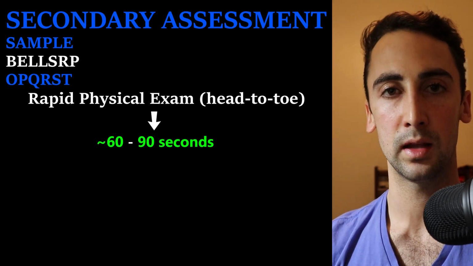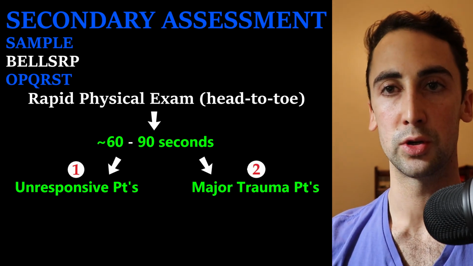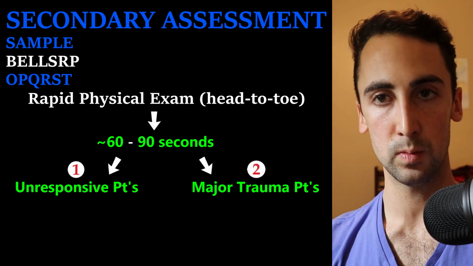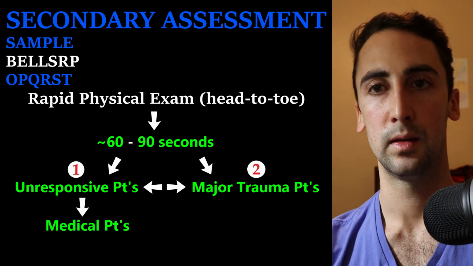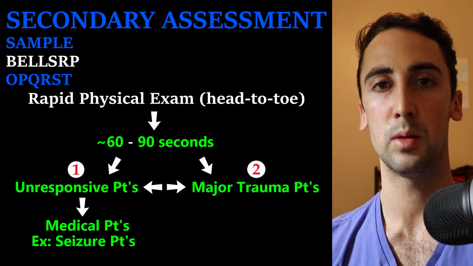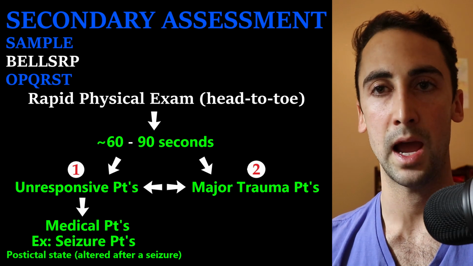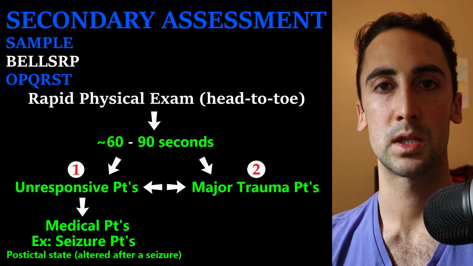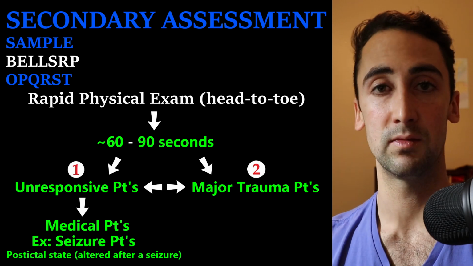And these are gonna be, like I said, the unresponsive patients and then also major traumas. So unresponsive could be a major trauma, but it also could be some form of medical, like we get a lot of seizure patients. They're typically going to be in some sort of what's called postictal state. So they're going to be a little bit out of it. They're probably going to be altered. Sometimes they're going to be nonverbal and pretty much, for the most part, unresponsive to you.